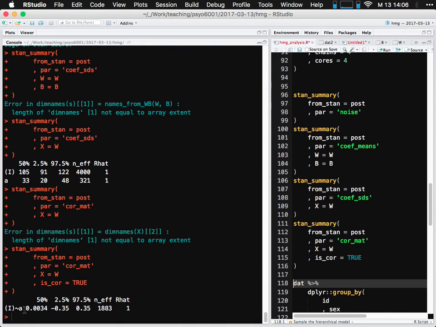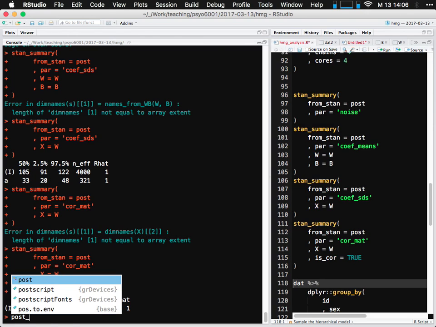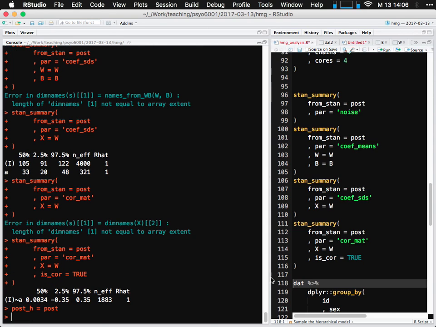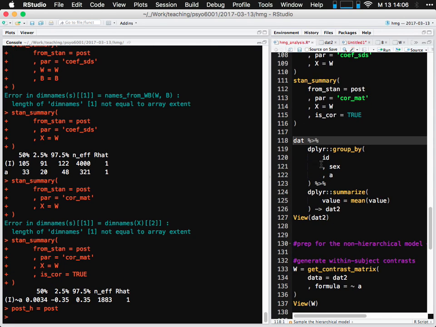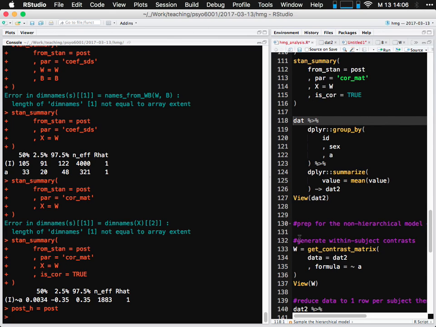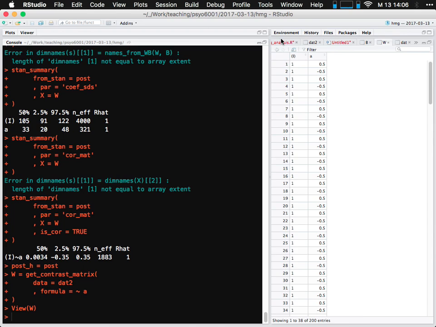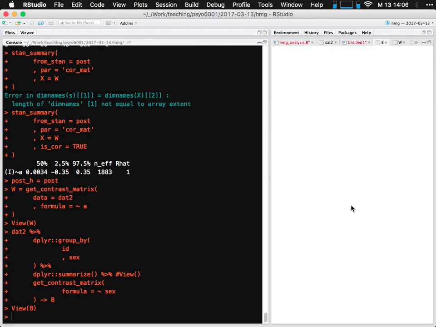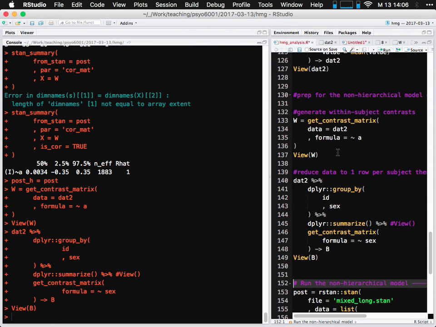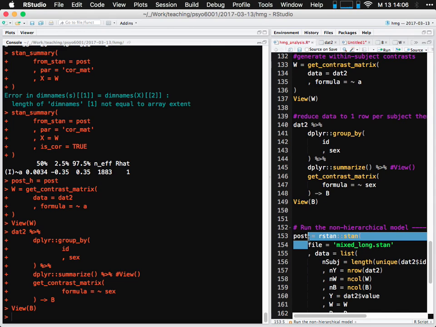Right. Okay. So there's our correlation between intercept and effect in the hierarchical model. I'm going to say post h equals post. Of course, I've overwritten now the non-hierarchical model. Let me rerun that one, but that one should go really quickly. I'll call this one post h.